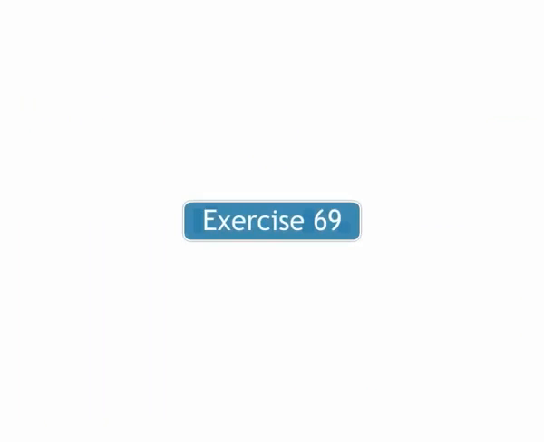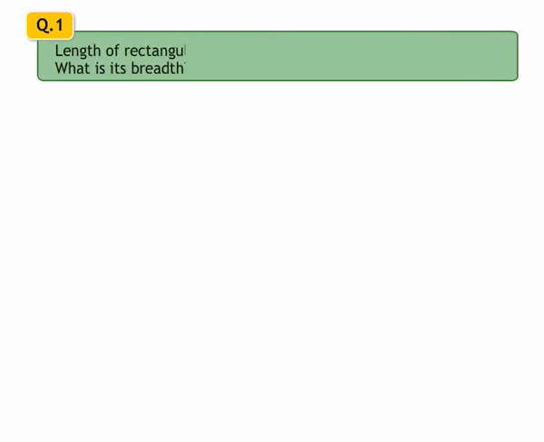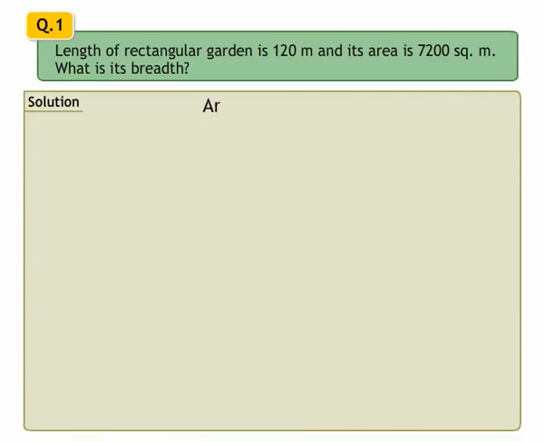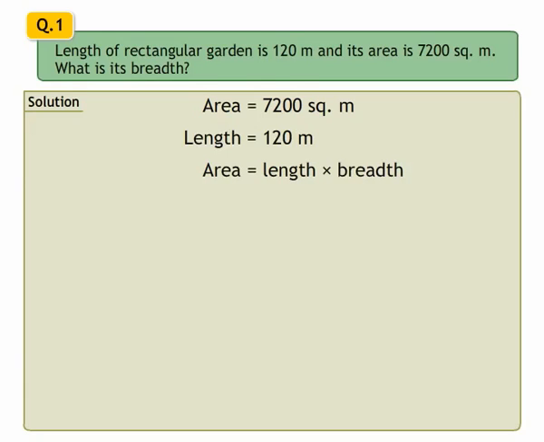Let us now solve exercise 69. 1. Length of rectangular garden is 120 meters and its area is 7200 square meters. What is its breadth? Solution. Area of a rectangular garden is 7200 square meters. Length is 120 meters. Area is equal to length into breadth. Substituting the values, we get 7,200 equal to 120 into breadth.